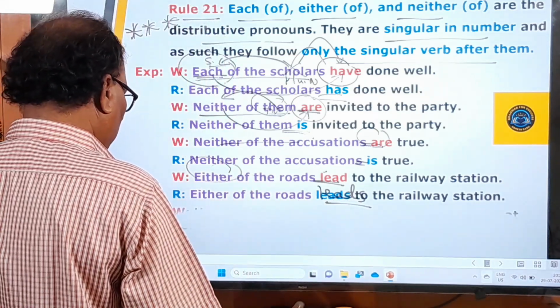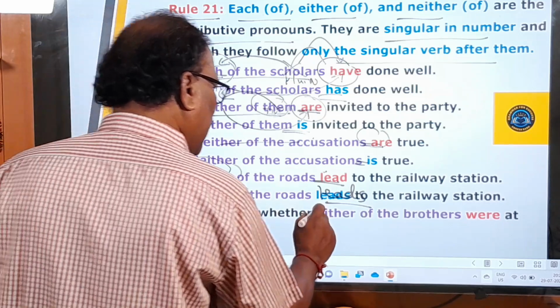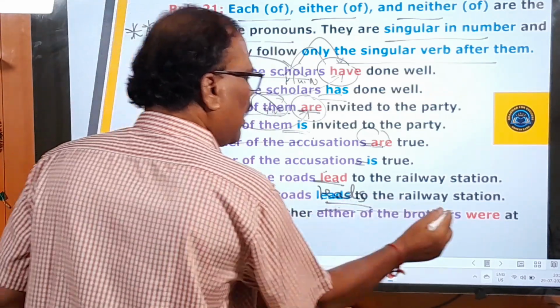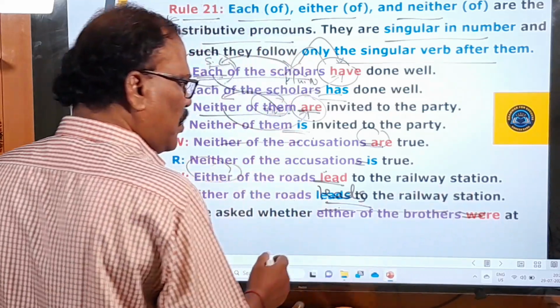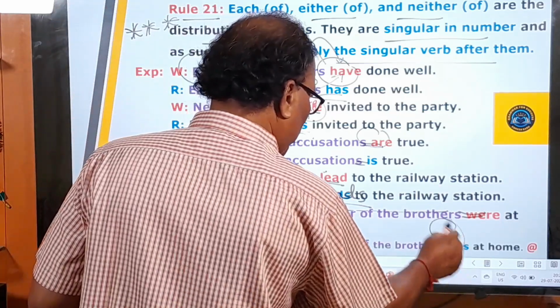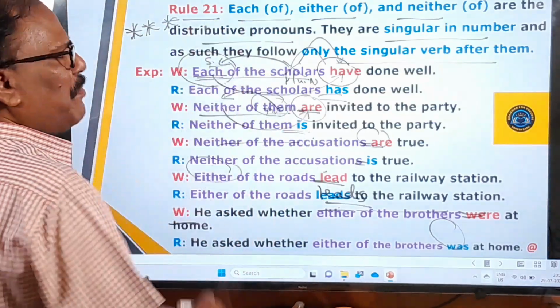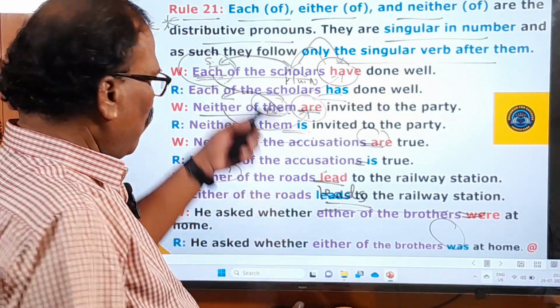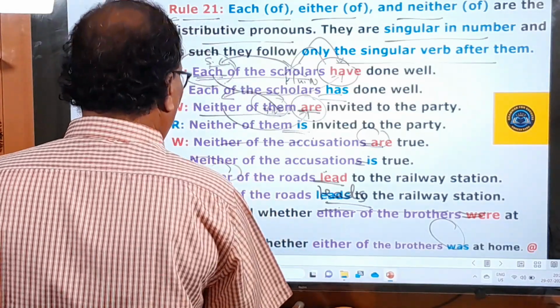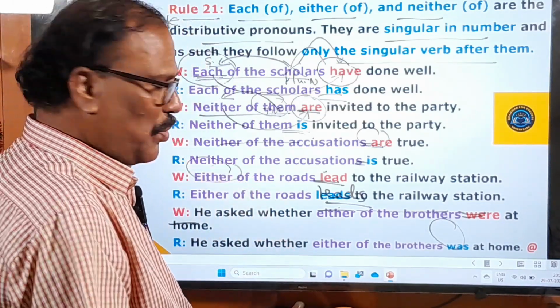And last example, I think here he asked whether either of the brothers were at home. So either of means singular. Therefore, singular verb must be there. But were is used. What is the singular of were? Was. Okay, was should be. So very, very important from the examination point of view. Please watch this slide again and again to understand this rule. Now let's go to the last rule.